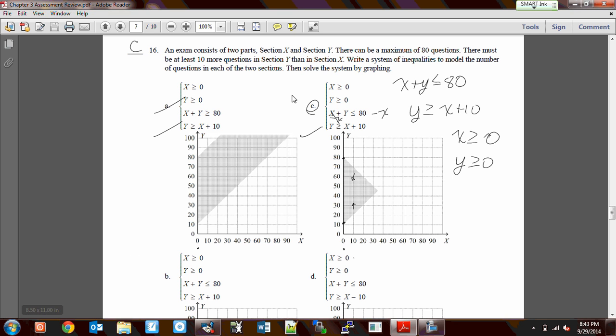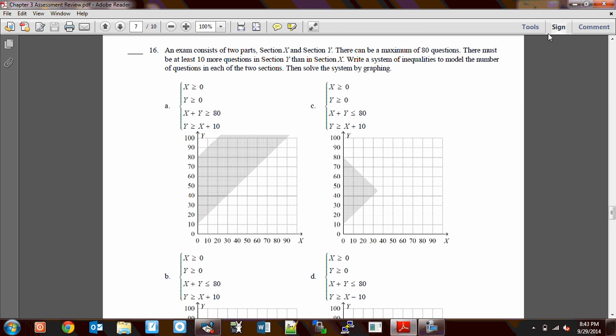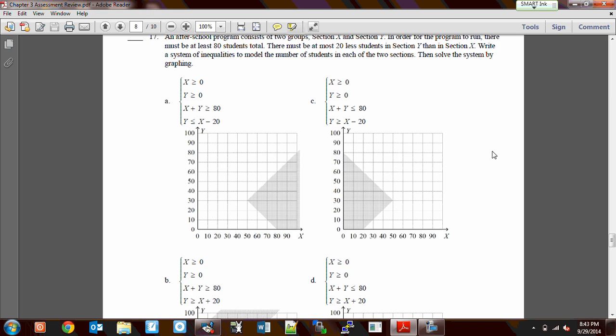All right. Again, we graphed our equations and we checked on the shading. Solved them for y. This one has a slope of -1 and has an intercept of 80. This one has a slope of 1, has an intercept of 10. Shaded above this one, below that one. So there we go. Letter C is the right answer. All right, 17.